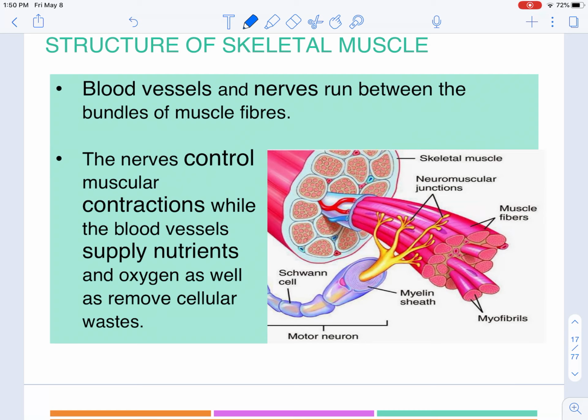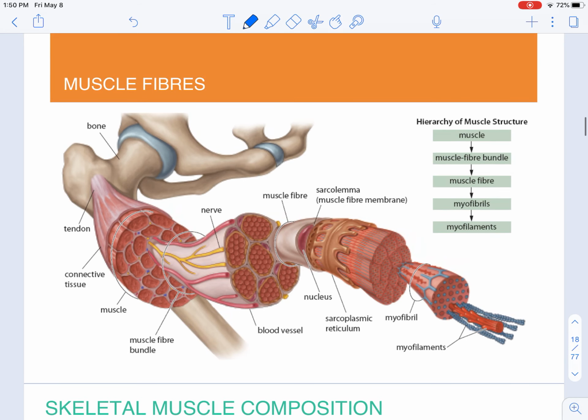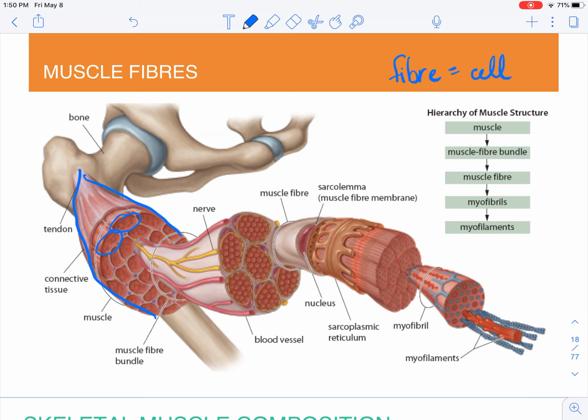But there are blood vessels and nerves that run through the muscle and control the contraction and supply the oxygen and nutrients. This is a very important picture that you should know about, and we should start looking at the muscle as a whole. So this could be something like your bicep, and within that you have these bundles, like you see little bundles of cells and or fibers. Fiber and cell, remember the word muscle fiber equals muscle cell.